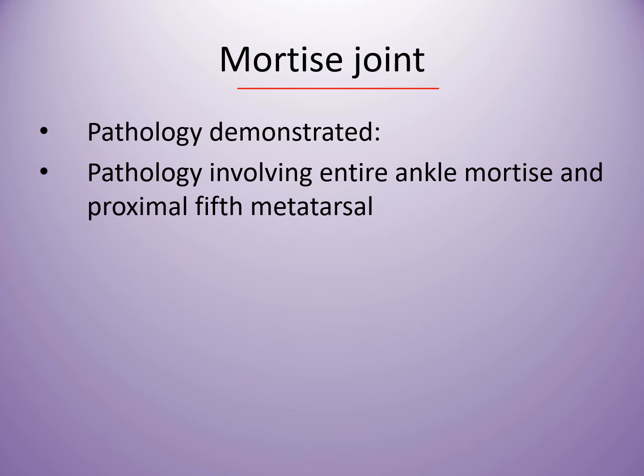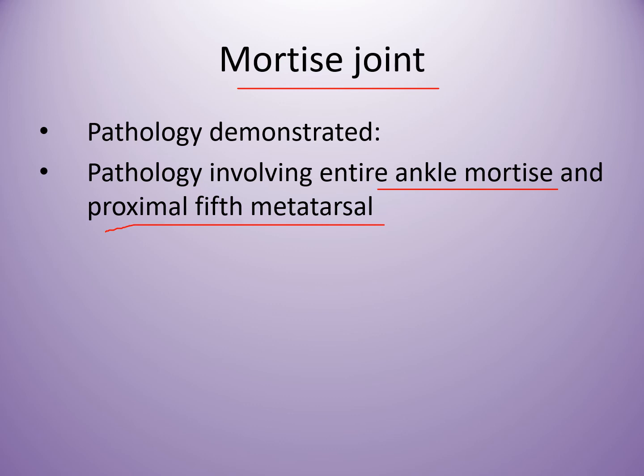For the mortise joint, specific to the ankle. You look again at where the ankle is, the basic one with the mortise joint. What is the difference? Okay. We will go into more detail later when we get to the additional projections, the next time. So this is all the pathology demonstrated. Like ankle pathology for the entire ankle mortise, but this one is specific for the area of the mortise and the proximal fifth metatarsal.